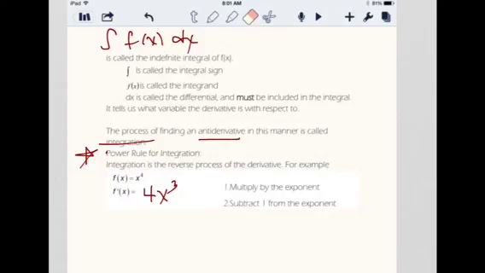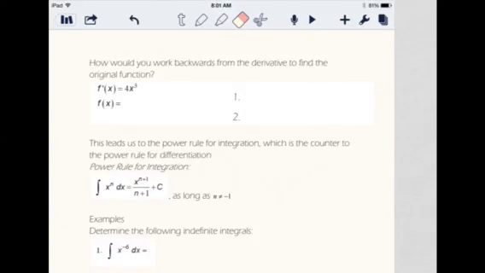So what would the reverse of that process be? It would be to add 1 to the exponent and then divide by the new exponent. So here it is. If you had 4x cubed, we want to work backwards to find its antiderivative. We know the answer. We know that the answer is x to the fourth. How do we know that? Because we just did this on this previous page. The derivative of x to the fourth is 4x cubed. But that's just because we know it. Is there a process by which we could figure that back out?